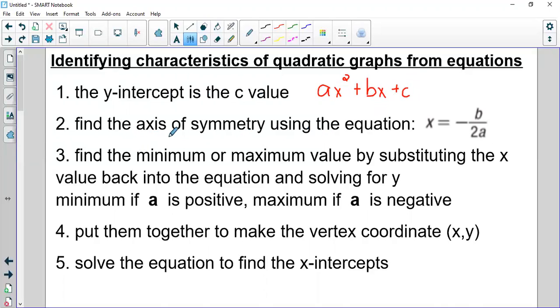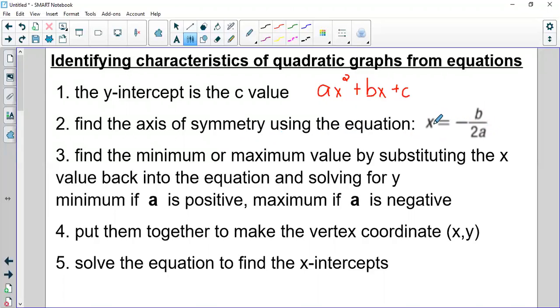The axis of symmetry, that symmetrical vertical line, is an x equals line, and has an equation to find it. That equation is x equals negative b over 2a. That is a negative, not part of a fraction bar that's broken up. It equals negative b over 2a. So we're going to take these numbers, put them into this formula, and calculate the axis of symmetry.